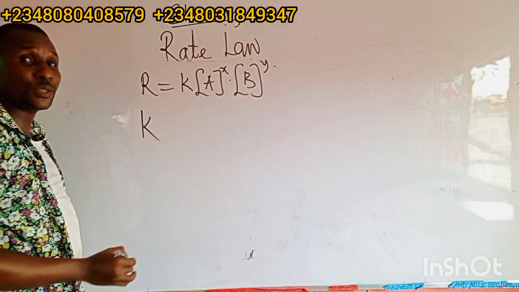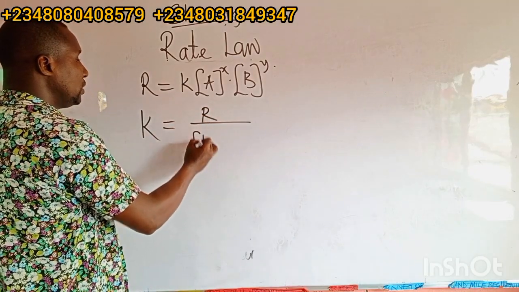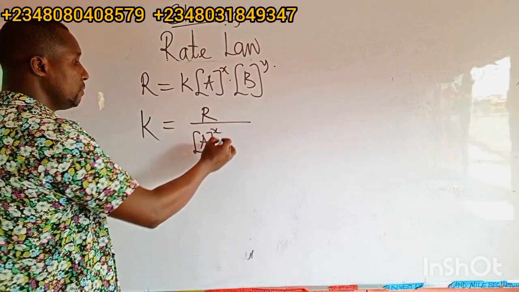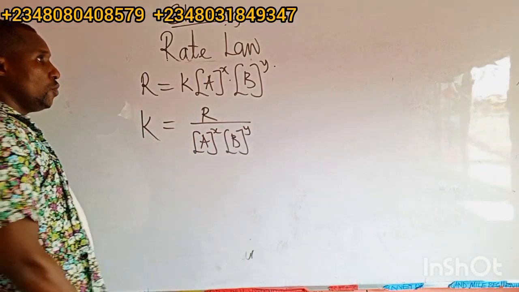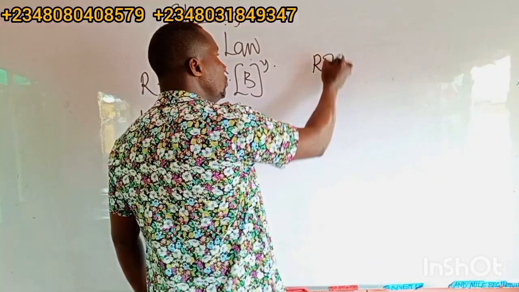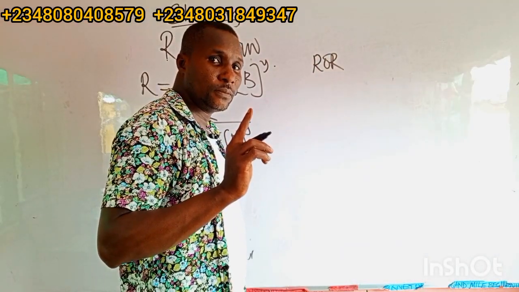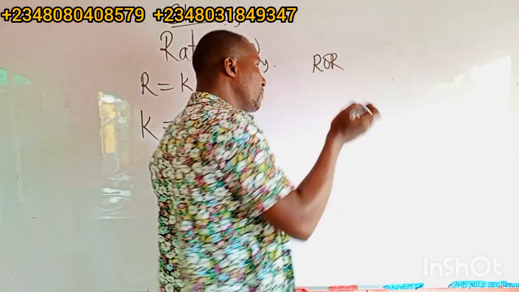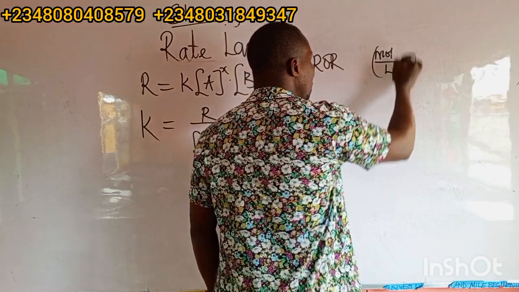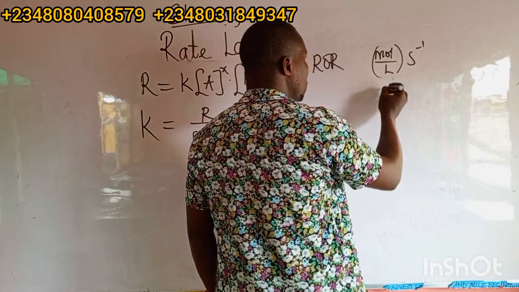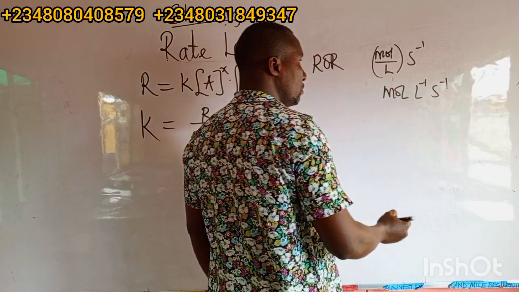Make K the subject of the formula. K is equal to R over the concentration of A, which is raised to the order, times the concentration of B, raised to its order. What is the unit of R? I told you, the unit of rate of reaction. Let me explain something. The unit of rate of reaction, I've given you this one: mole per liter per what? Seconds. That means mole per liter per second.